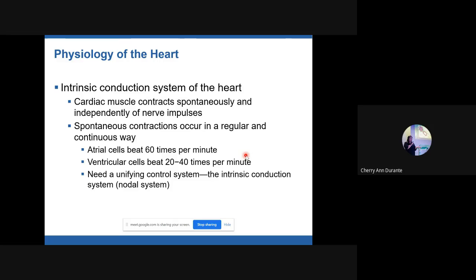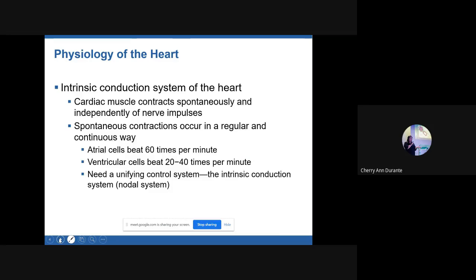So the sinoatrial node is the primary pacemaker and gives you, as we've said, about 60 to 100 beats per minute. Your ventricular cells, however, can only give 20 to 40 beats per minute, which is the AV node, no? 20 to 40 beats per minute lang.